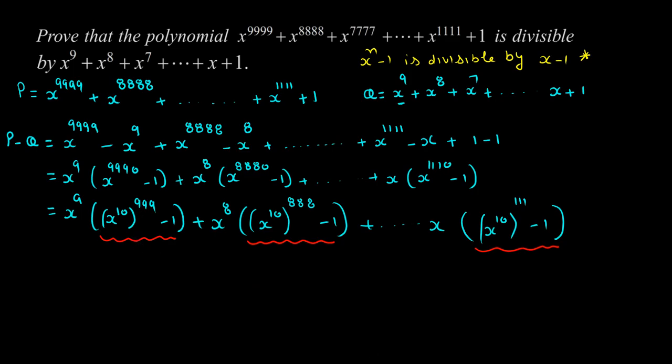So I can write this factor is wholly divisible by x raised to power 10 minus 1. This factor is also divisible by x raised to power 10 minus 1. This factor is also divisible by x raised to power 10 minus 1. So all the terms are in addition, that means the p minus q factor is divisible by x raised to power 10 minus 1.